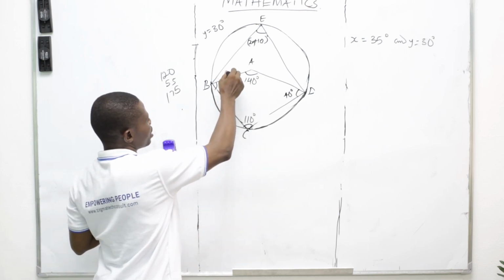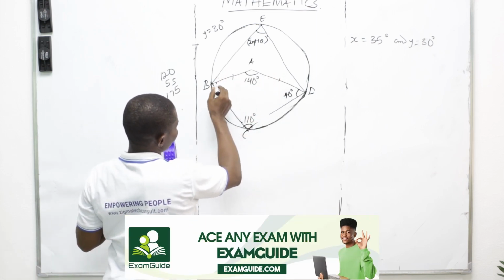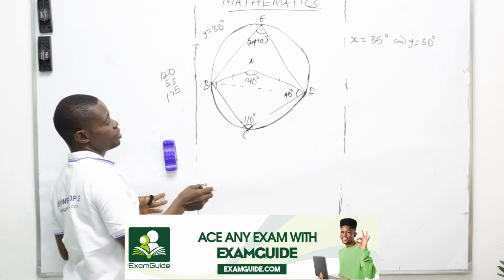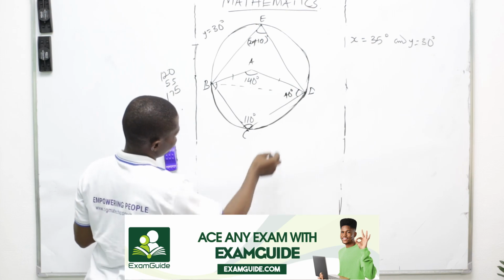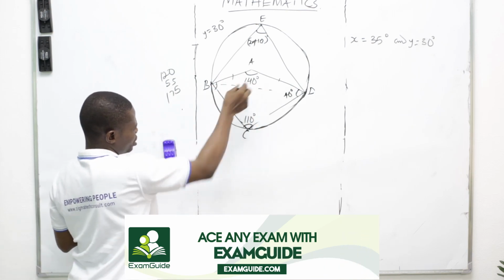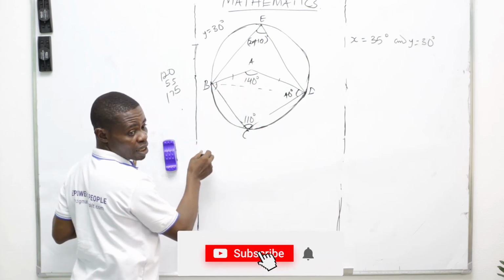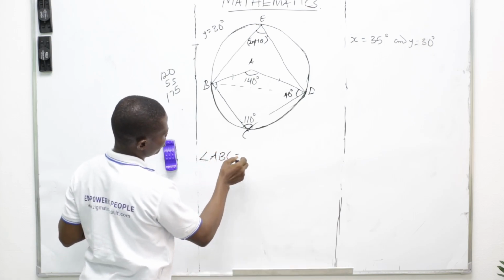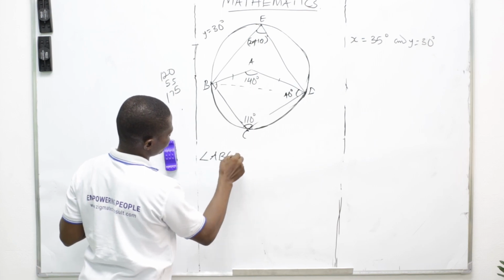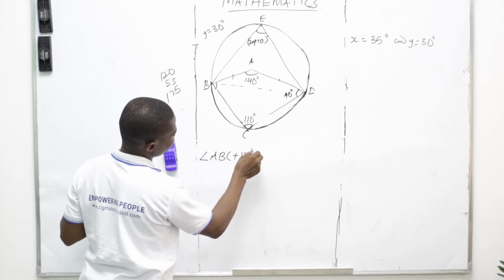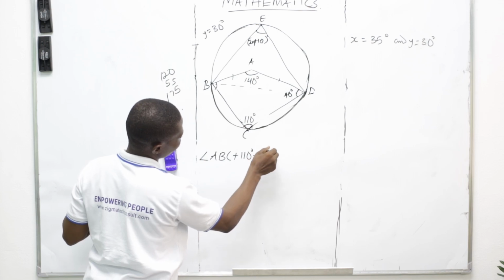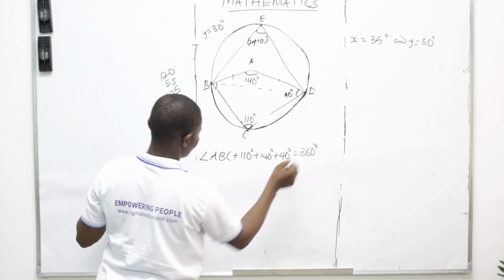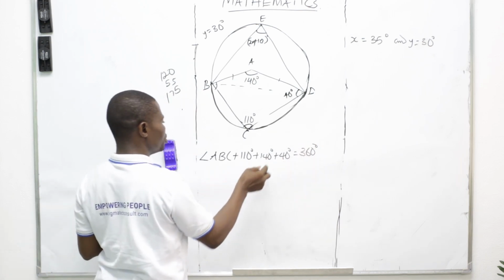This is an isosceles triangle. If you want to break it down like this, it will still provide what you need. But at this point, let's total this angle here by saying angle ABC plus 110 degrees plus 140 degrees plus 40 degrees equals 360 degrees. Let's see what will happen if we do this.